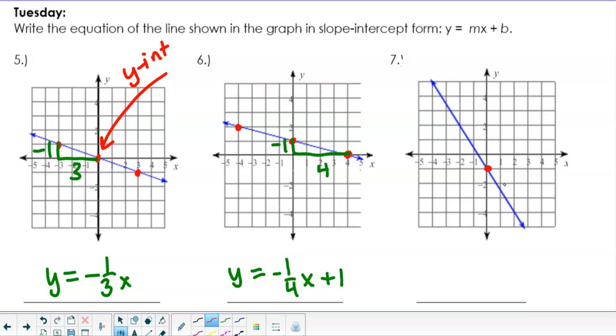Next problem. I have a y-intercept at negative 1, and it looks like my slope triangle is down 3 and run of 2. It gives me a slope of negative 3/2 and a y-intercept of negative 1.